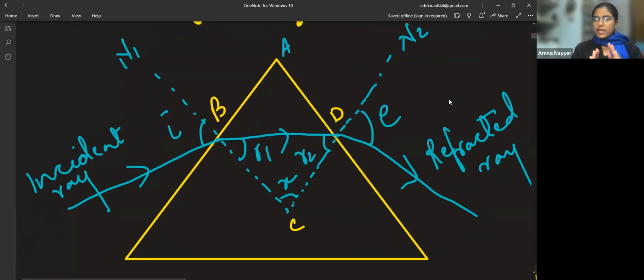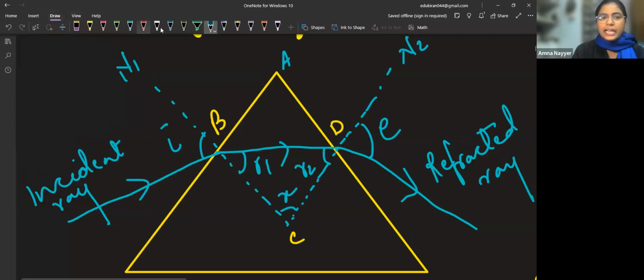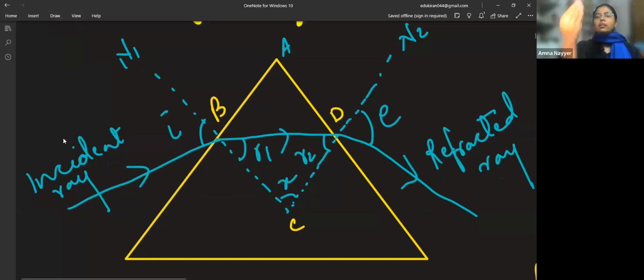See, this is the triangle. If this light ray was not refracted, now we'll be able to see it clearly. Then I'll zoom in so that you will all already have an idea what we are studying. If this prism wasn't present, what would have happened? This ray of light would have passed straight like this.